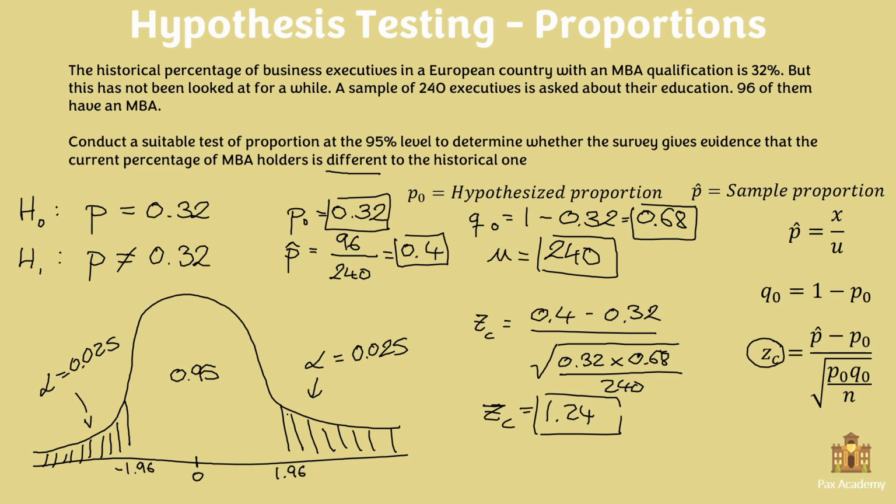So going back to our graph, as you can see, 1.24 is not in the shaded region, or also known as the rejection region. So let's say it's somewhere around here. So because it's not in the rejection region, which is the shaded area, this means that we fail to reject the null hypothesis. And this is it for this exercise.